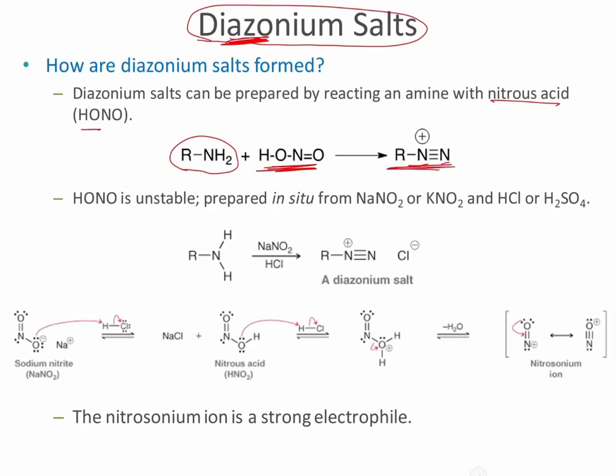The diazonium salt is stabilized by a halide. That halide could be bromide, could be chloride, could be iodide, okay?